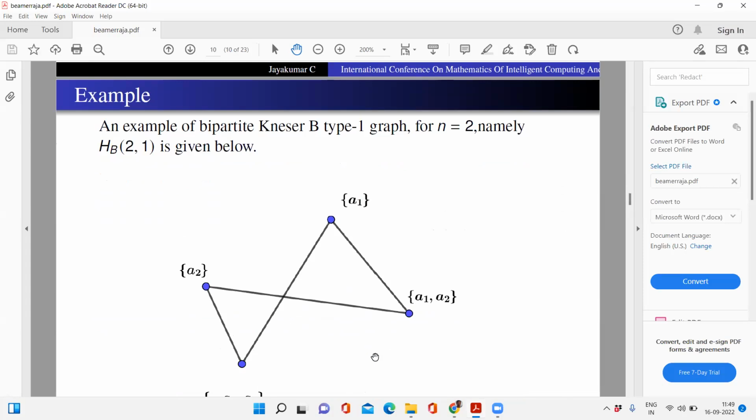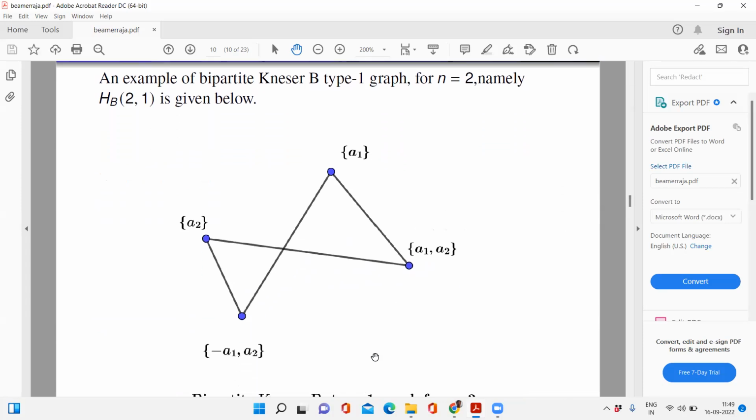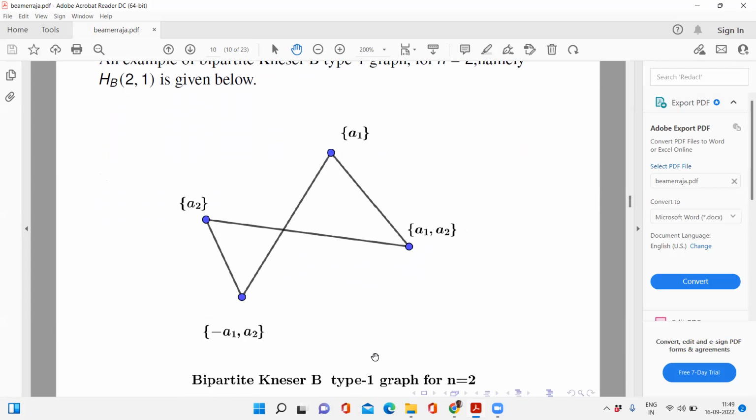Now, an example of HBN1 when n is equal to 2 and k is equal to 1 is given over here. We can see that V1 contains the elements set A1 and set A2. V2 contains the elements set A1, A2 and set minus 1, A2. Now, V1 is adjacent to V2. I take A as set A1 and B as set minus 1, A2. Now, you can see that A is adjacent to B.